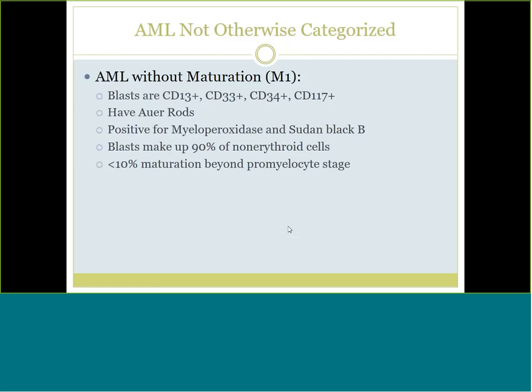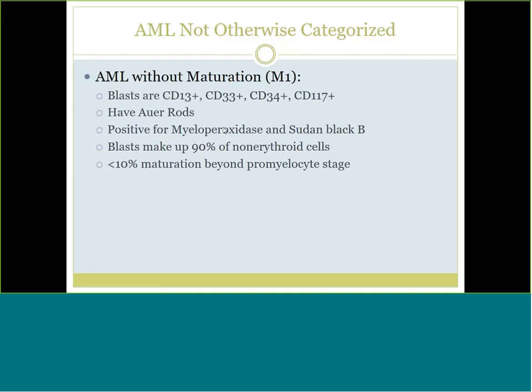M1 is called AML without maturation. So we still see greater than 90% blasts. But these myeloblasts are a little bit more settled into their blast role. Now the stains will work. You're going to see the same CD markers here, but you'll also get a positive myeloperoxidase and a positive Sudan black B. Remember, both those stains told us we have AML. When those stains are positive, that says AML.